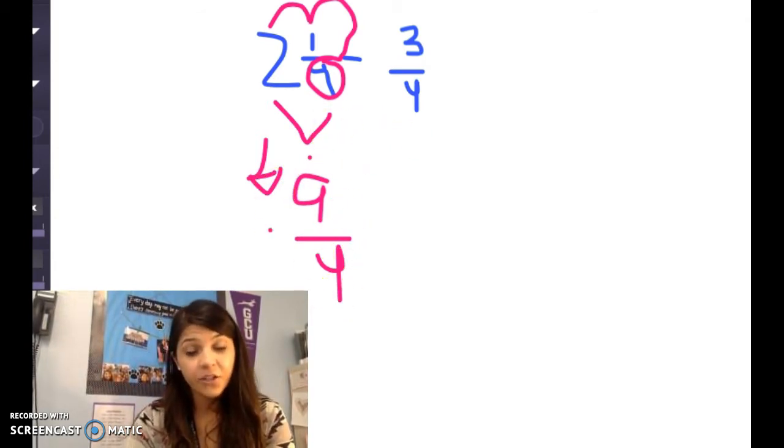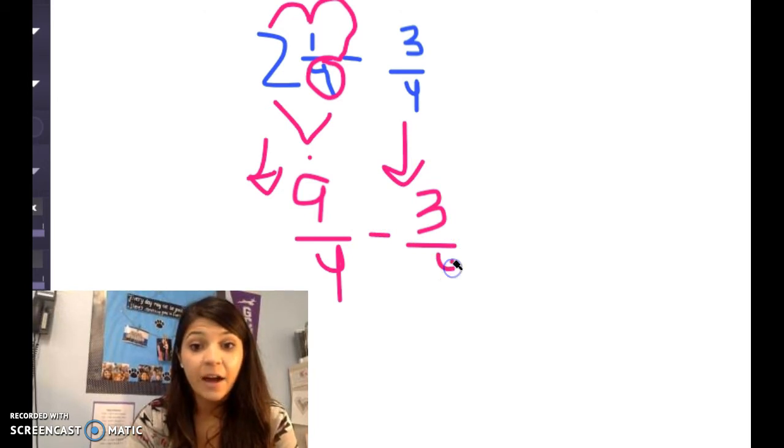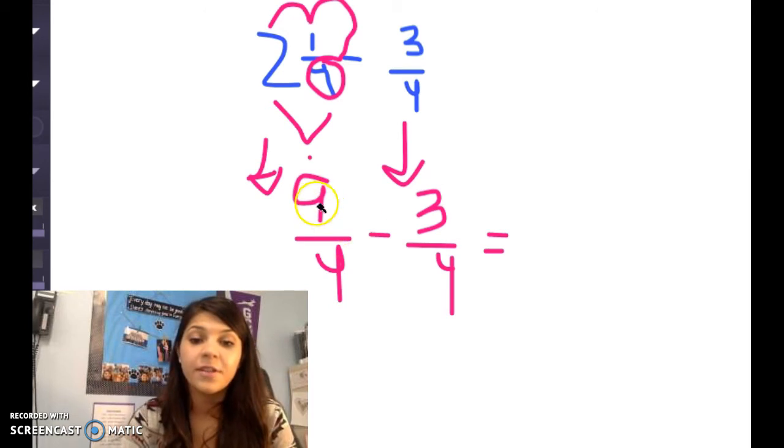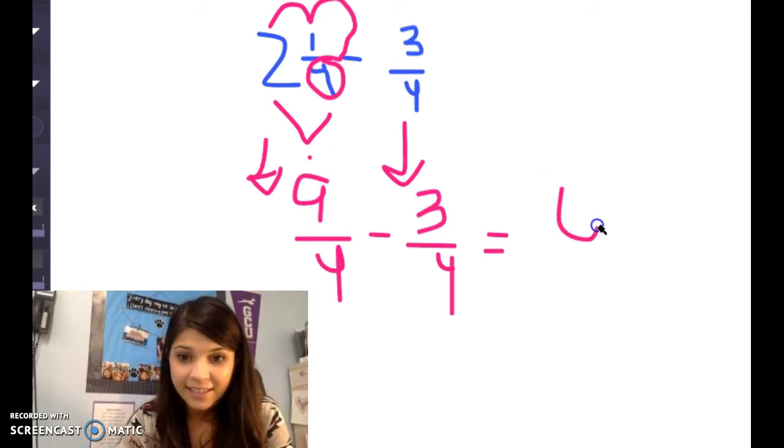And since we got it to an improper fraction here, we can actually just drop down whatever was on this side, which was the minus 3/4, okay? And now I can do my math straight across because those denominators are matching, right? So 9 minus 3, we know is 6, right? So we have 6 over 4.